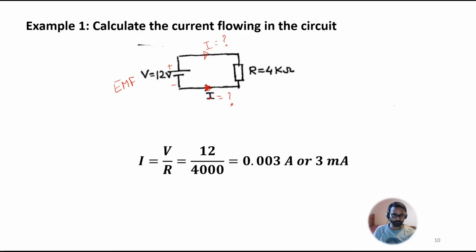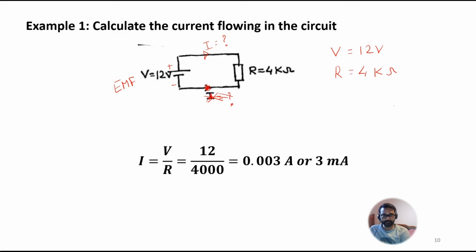I is what we have to find out. So the direction of current was wrong. Anyways, you are given the value of voltage, and you are given the resistance. So resistance is given to be 4 kilo ohms. So let me write it down. The EMF or the voltage is 12 volts, and the value of resistance is 4 kilo ohms.